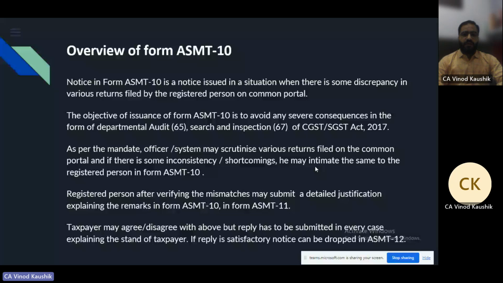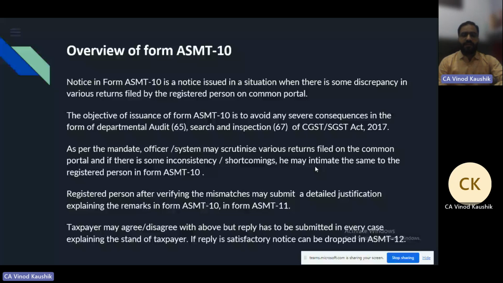So the system of GSTN, or you can say the system of the CBIC, may detect such discrepancies and send a notice intimating such discrepancies to the taxable person in Form ASMT 10. So for ASMT 10, the primary and the initial condition of issuance is that there is a discrepancy between the returns filed by a taxable person.